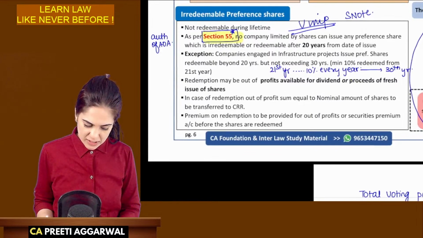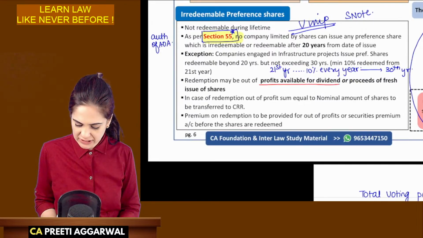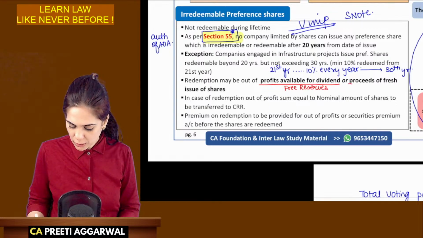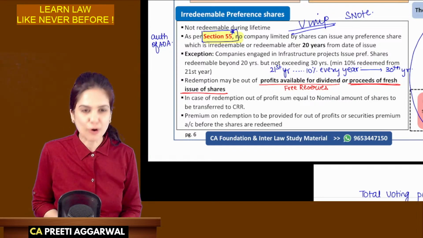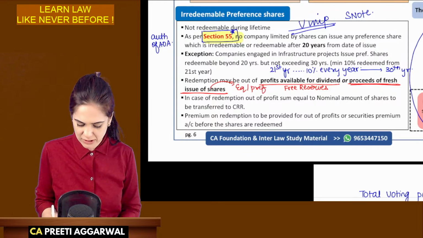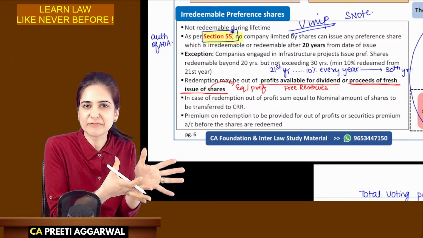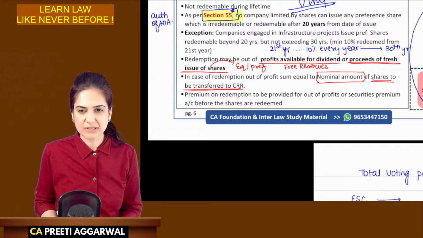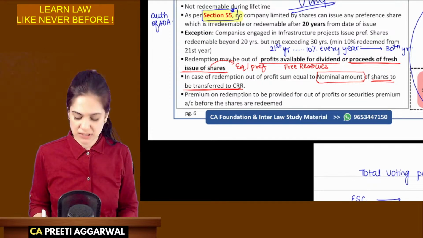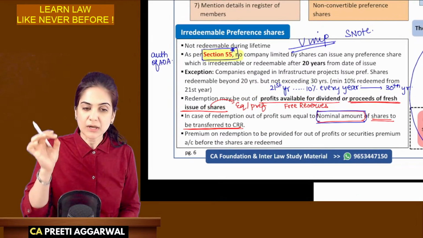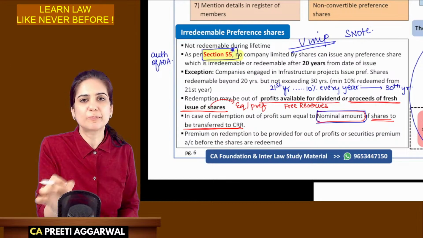Now, redemption will be made out of the profits available for dividend, that is free reserves, or proceeds from the fresh issue of shares. Now, this fresh issue may be either equity or preference. So, you may issue fresh equity and use those proceeds to redeem the preference shares. In case of redemption, a sum equal to the nominal amount of the shares will be transferred to CRR. CRR is nothing but the capital redemption reserve. Now this will happen only when you are utilizing the profits of the company for redemption.